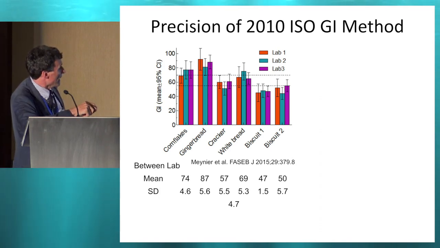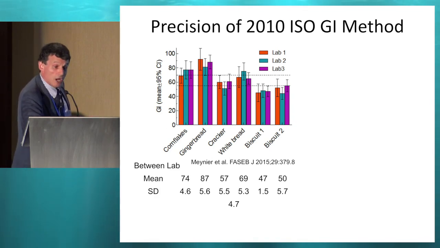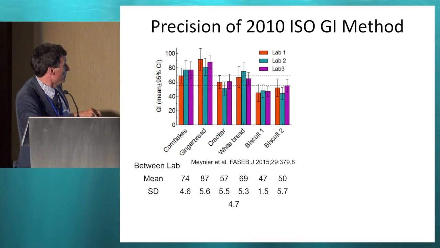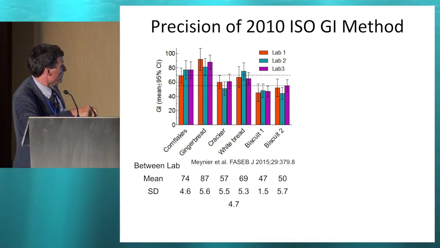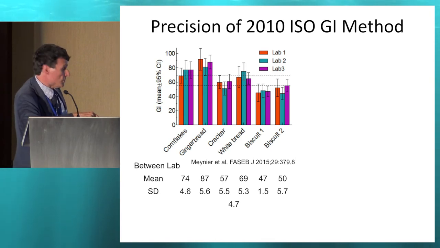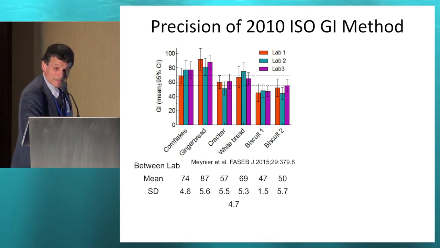You can see they go from high to low GI. You'll note that if they're low GI, their 95% confidence intervals do not overlap high in any case. In fact, the same goes if they're high, they don't overlap low. And the mean standard deviation is 4.7, which is a lot less than 9.